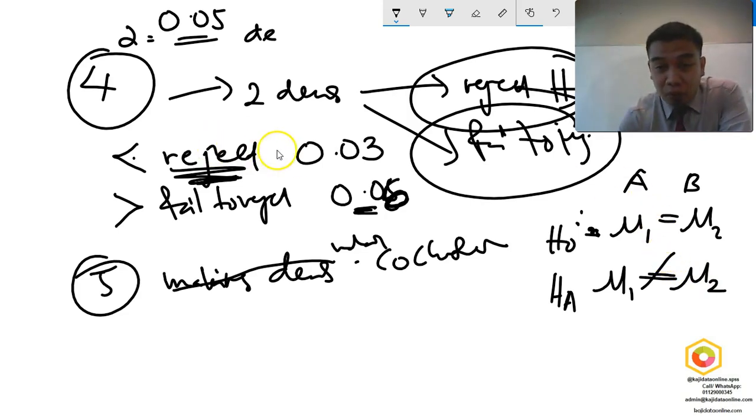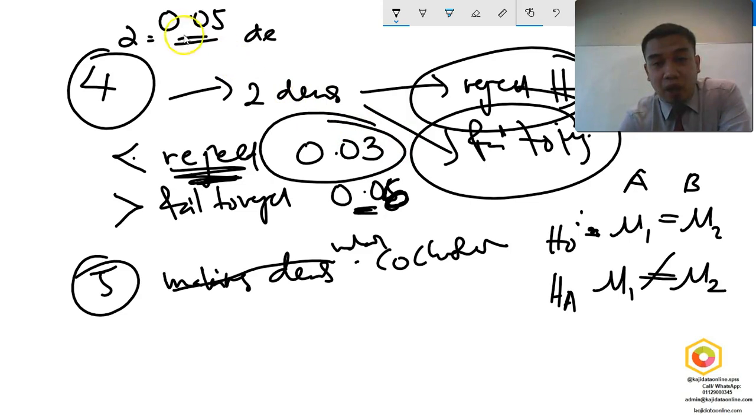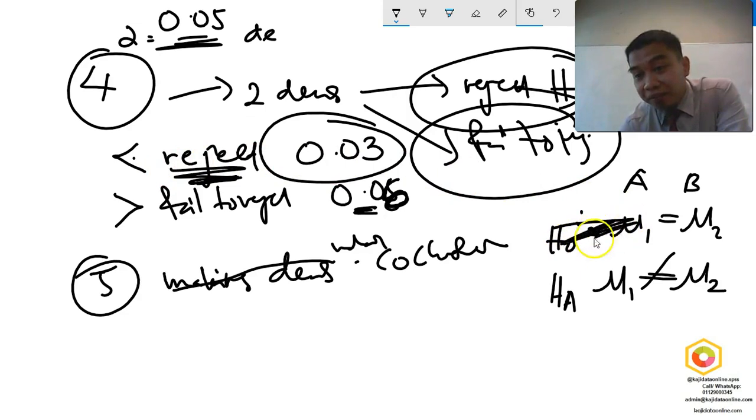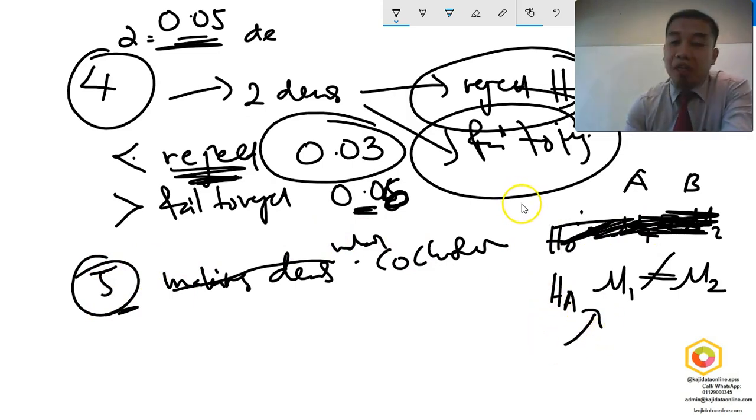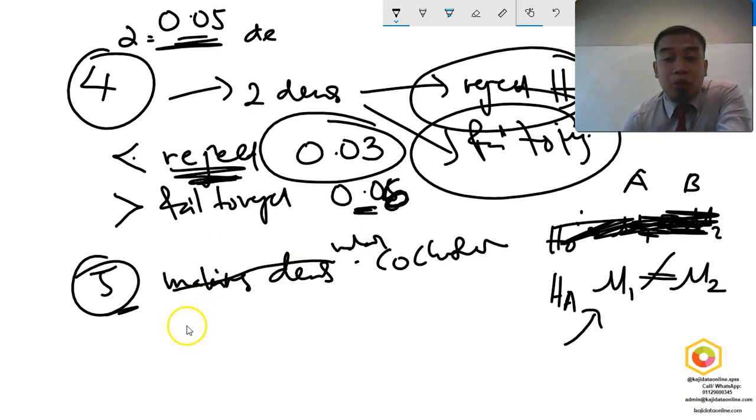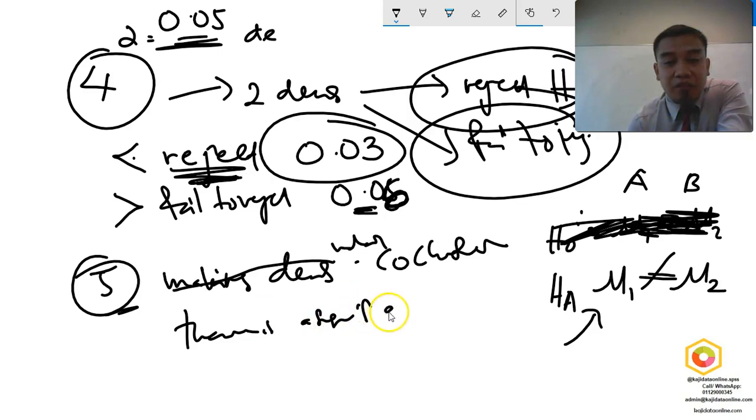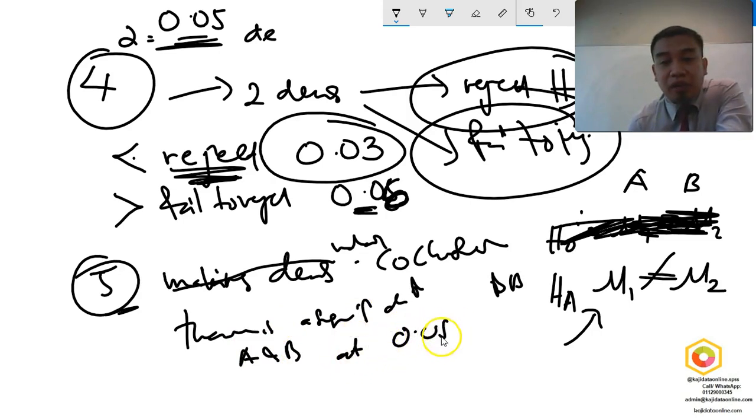So for example, we run the statistical analysis and find out that our value is 0.03 and our alpha is 0.05. Therefore, we reject our H null. When we reject our H null, we make a conclusion based on our H alternative. So what is our conclusion? We say that there is a significant difference in terms of the blood pressure monitoring between A and B, at the level of significance 0.05.